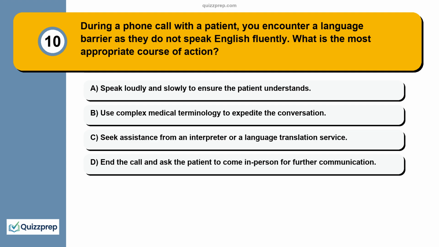Question 10. During a phone call with a patient, you encounter a language barrier as they do not speak English fluently. What is the most appropriate course of action? Speak loudly and slowly to ensure the patient understands. Use complex medical terminology to expedite the conversation. Seek assistance from an interpreter or a language translation service. End the call and ask the patient to come in person for further communication.